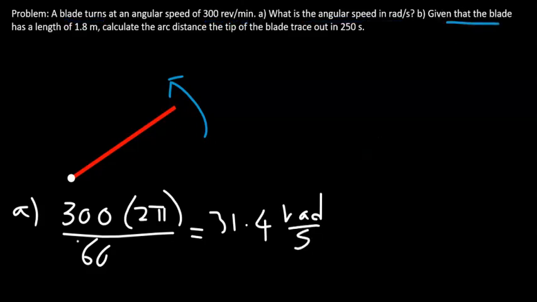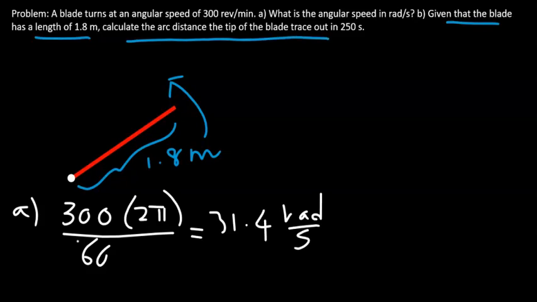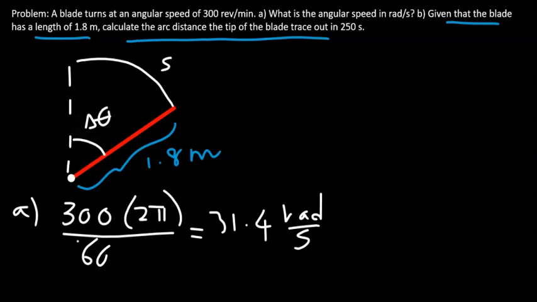Part B, given that the blade has a length of 1.8 meters, so this length is 1.8 meters, that is also the radius of rotation, calculate the arc distance of the tip of the blade traced out in 250 seconds. So let's say, just as an example, in 250 seconds, the blade gets to that point. So that means that is the arc distance that we are looking for.